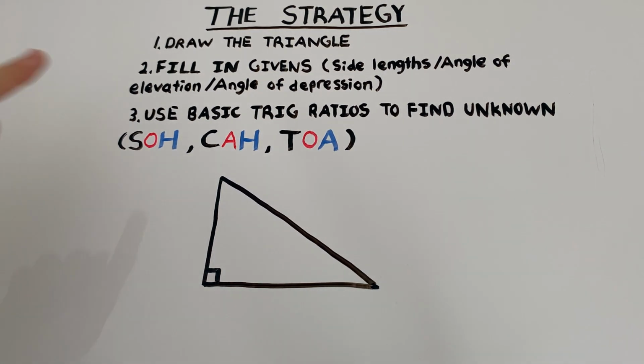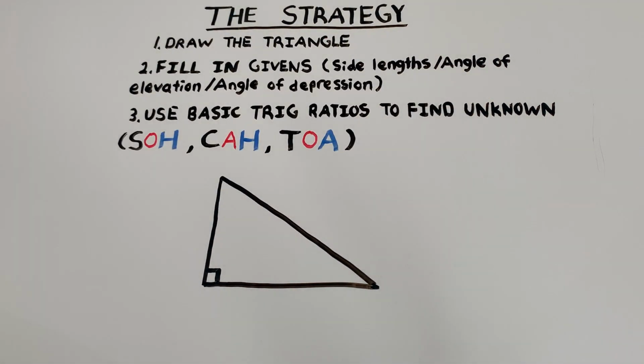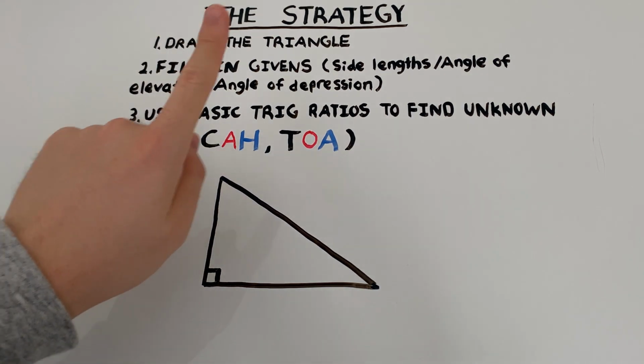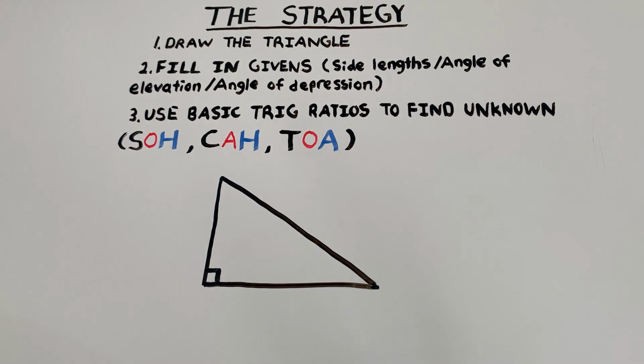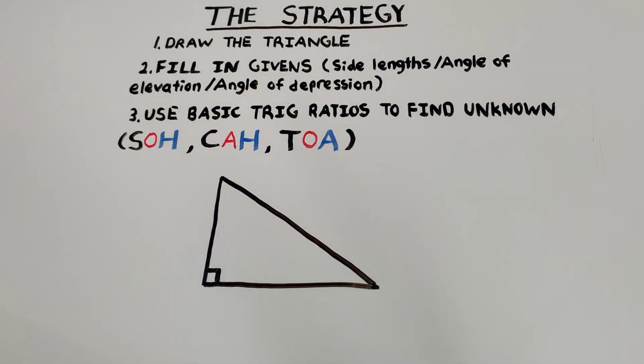And then the final step is to use basic trig ratios to find what you're looking for, the unknown. And just as a review, your basic trig ratios are going to be SOH, CAH, and TOA. Now I'm not going to go over SOH CAH TOA in this video because that's actually a prerequisite to this video. So if you don't remember those, you should review those before watching this. And it's really important to really know this because this is how you're going to find your unknown.